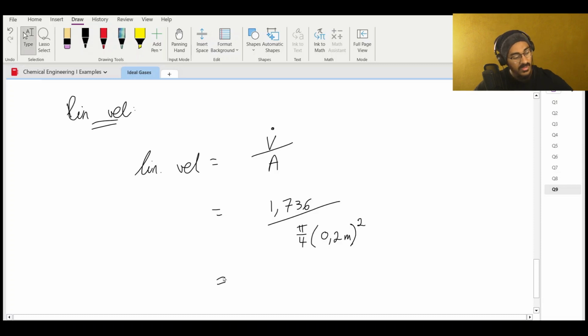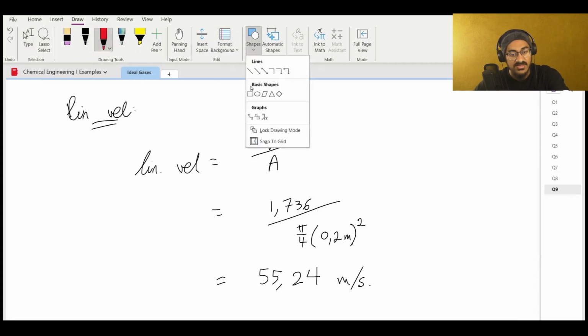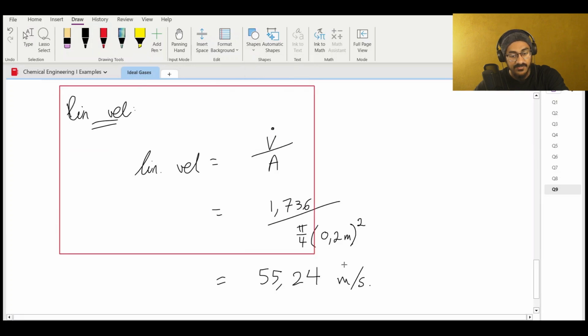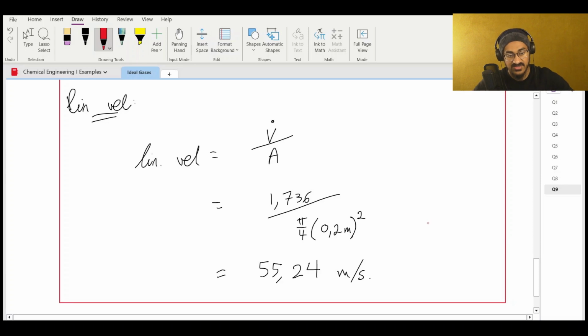Okay? And if I put that into my calculator, that gives me 55.24 meters per second as my linear velocity. And remember, this is the linear velocity at the specified temperature and pressure, at 300 kPa and 21 degrees Celsius. So this is my linear velocity.